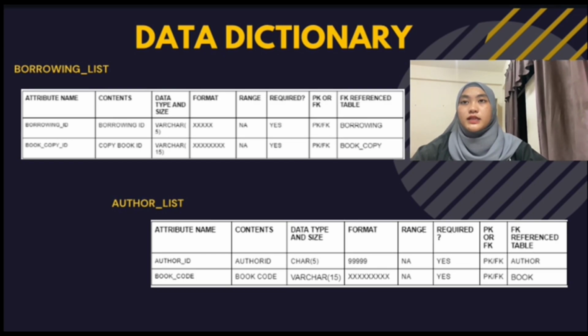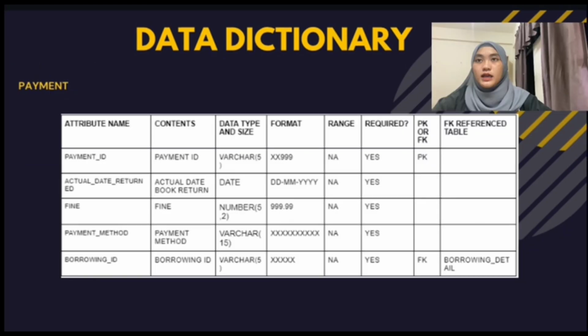Author list table attributes are author ID and also book code, which are both required from the author table and also the book table, and both are primary key and also foreign key. And the last table is the payment table, whose attributes are payment ID, which acts as primary key, actual date return, fine, payment method, and borrowing ID that is required from the borrowing detail table.